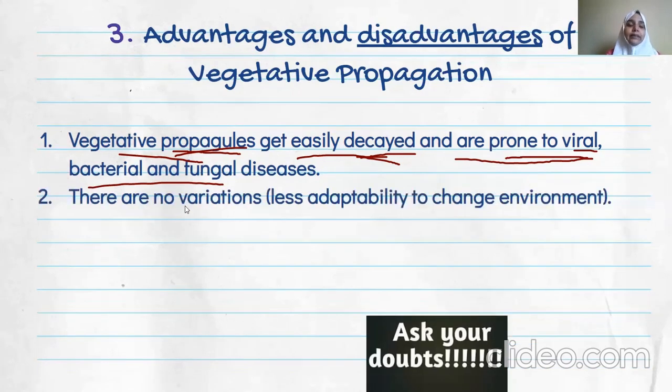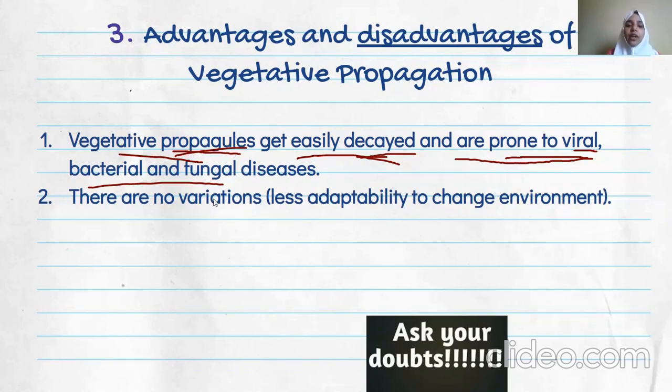And see, there is no variation. So if you want variation in your plants, vegetative reproduction is not an option. Because in the advantage, if you want only pure line, pure genetic uniformity in the generations to come, then vegetative propagation is a plus.